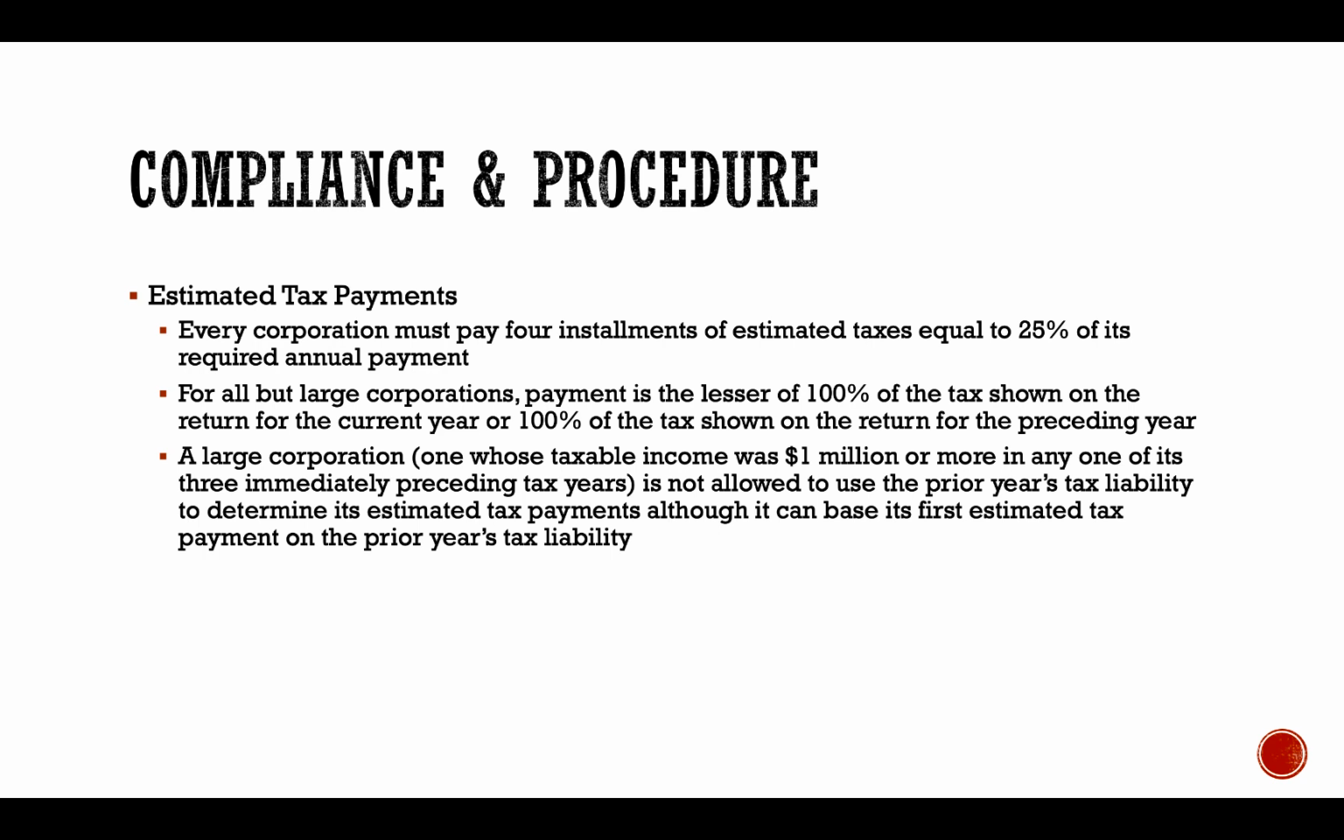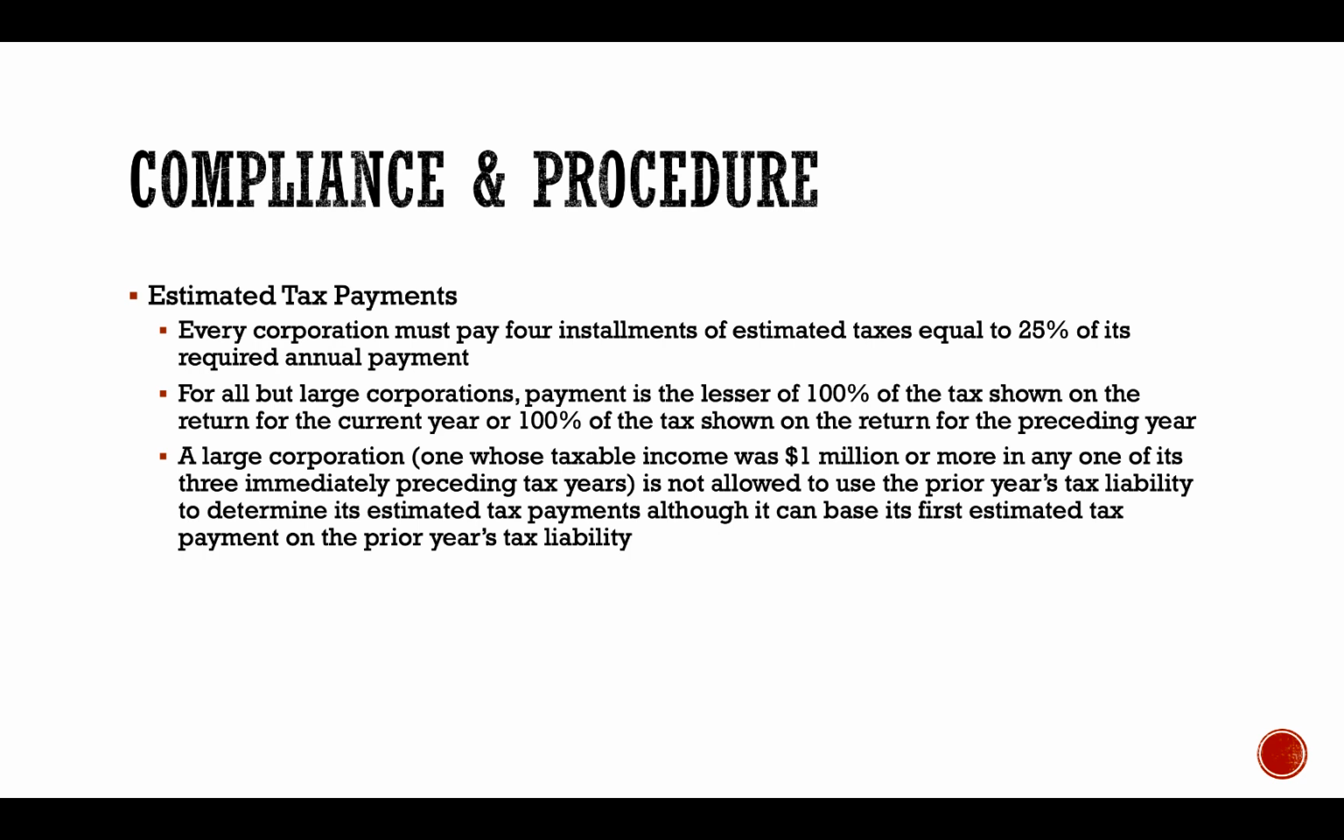The first thing we're going to cover are estimated tax payments. Every corporation has to pay 4 installments of estimated taxes equal to 25% of its required annual payment. And in fact, this isn't just a corporate liability. Individuals have to do this too, but most individuals receive a salary and therefore their taxes are withheld, so they're making more than quarterly payments. They're making payments every time they receive a paycheck. But if they're self employed, then they would also have to make these estimated quarterly payments.